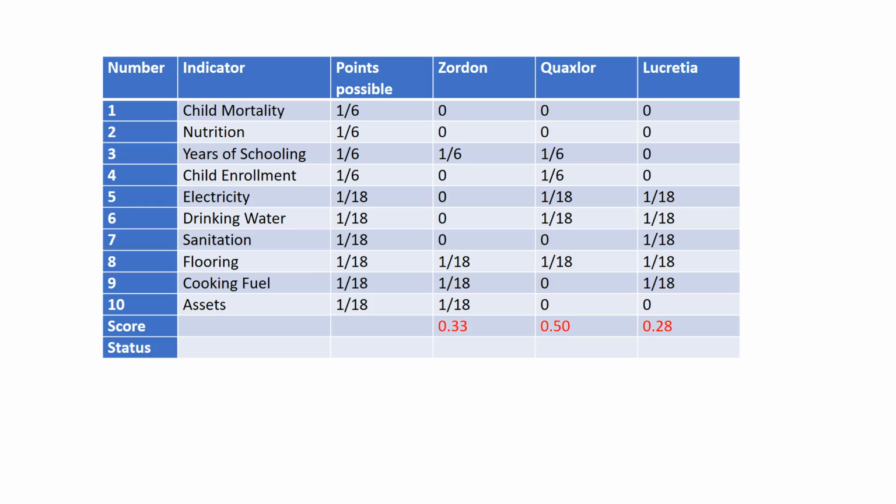All right, so we add up all their factors there, and we get Zordon has a total poverty score of 0.33, Quaxlor of 0.5, and Lucretia of 0.28. What do we do with that? Well, we said that if you score a third or more, then you're poor. So Zordon is poor, because 0.33 is a third. Quaxlor is also poor, because 0.5 is over a third. Lucretia is not poor. She's below the cutoff of a third. Great, so 2 out of our 3 residents of Dionandia are multidimensionally poor.